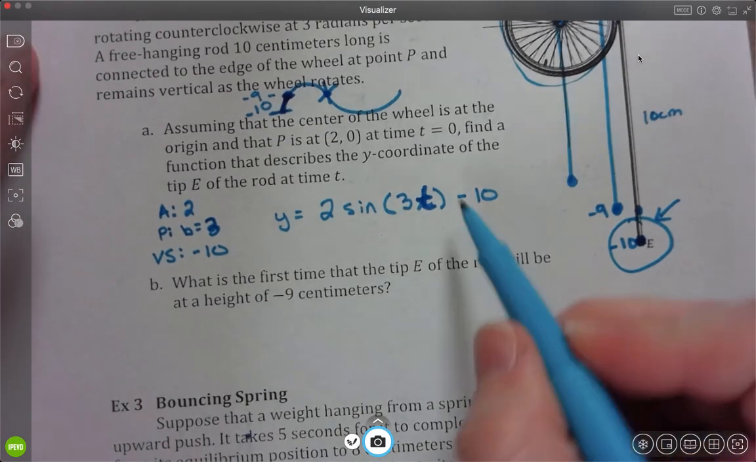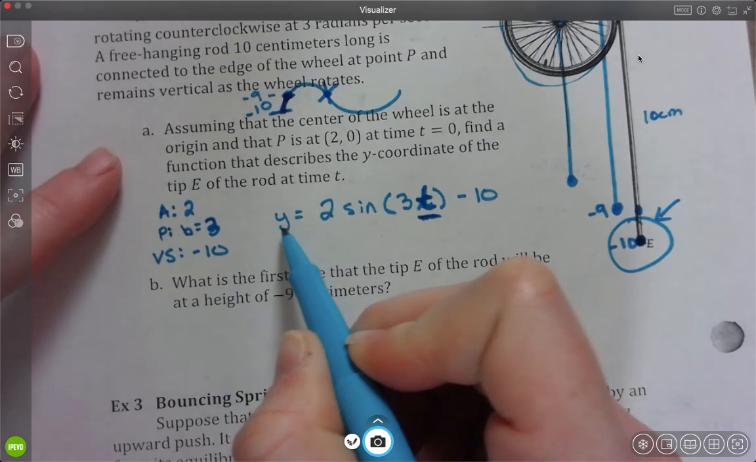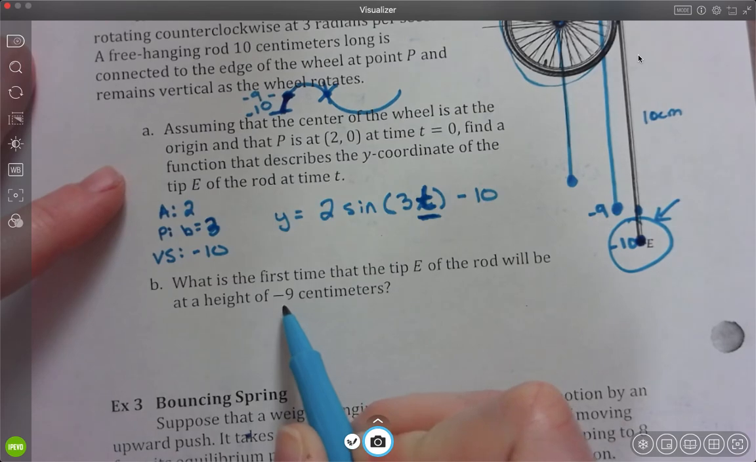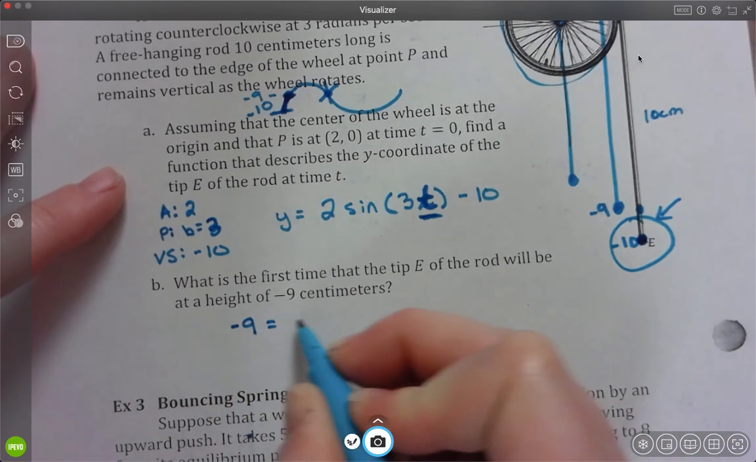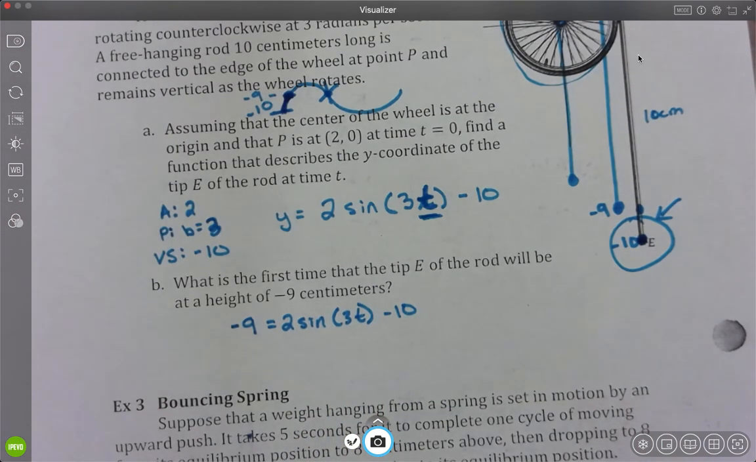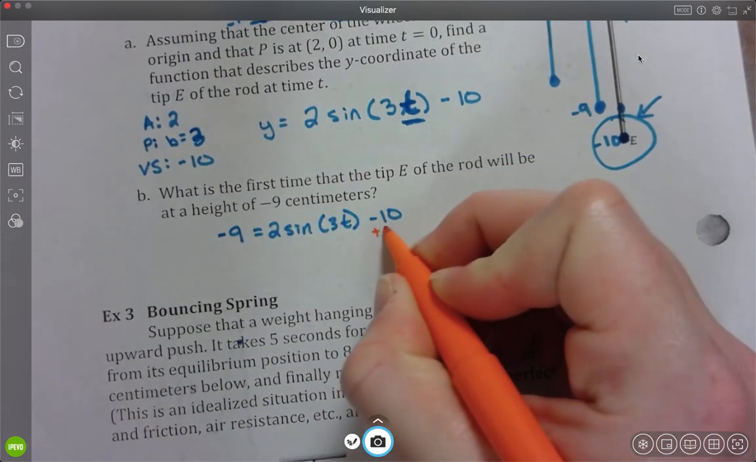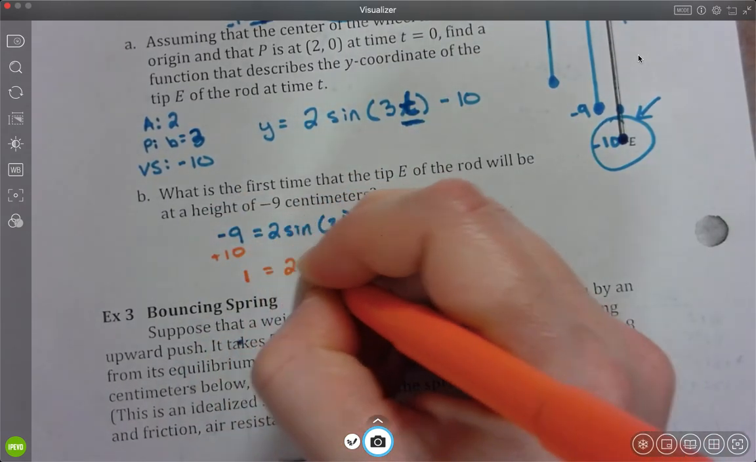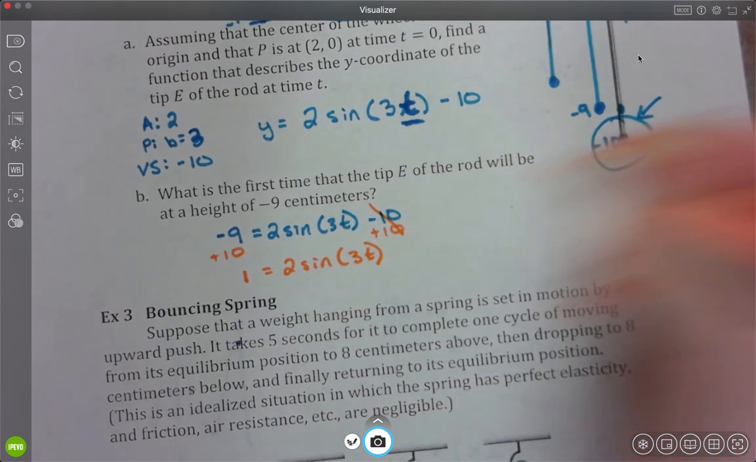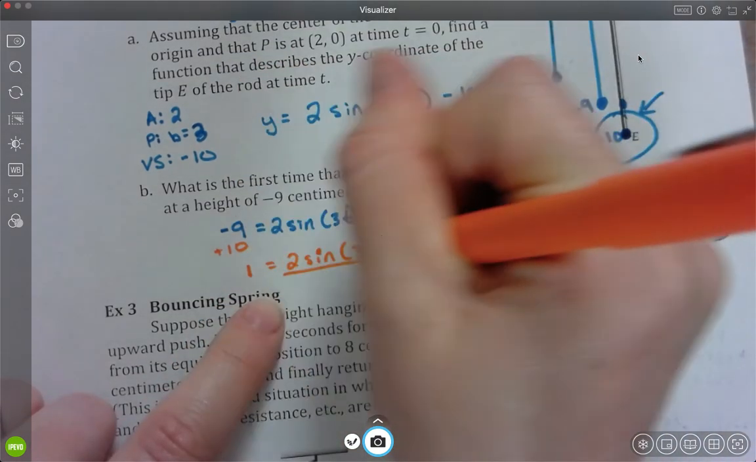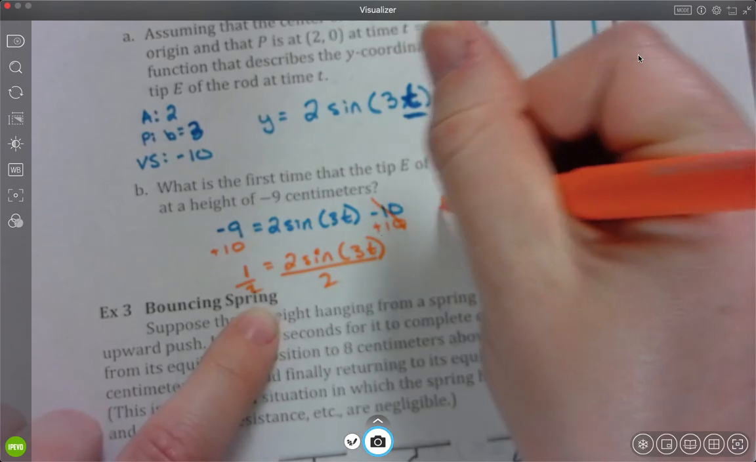I'm trying to solve for time, which means I need something to plug in for y. I'm going to plug in -9, because that's what I want my y coordinate to be. So -9 equals 2 sine 3t minus 10. I'm going to unwind this equation and solve for t, and then we'll be done. I'm going to add 10 to both sides, so I'll have 1 equals 2 sine of 3t. Then I'm going to divide by 2, so I have 1/2 equals sine of 3t.